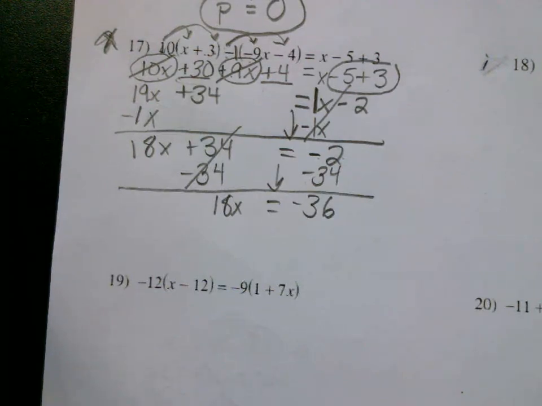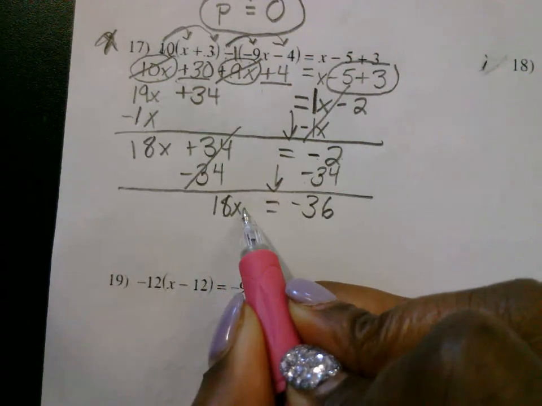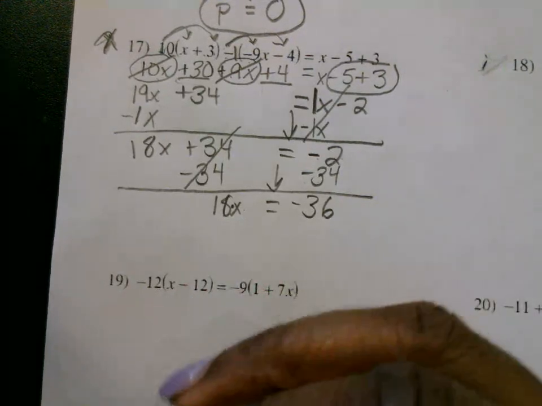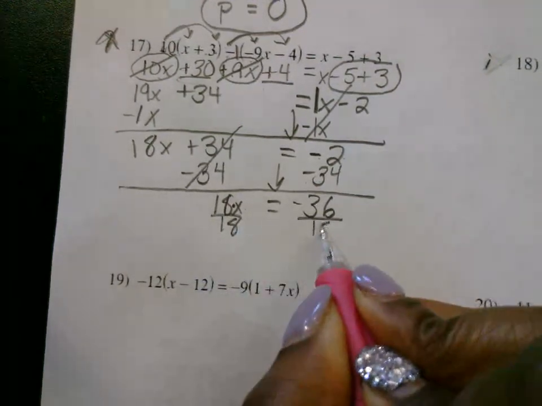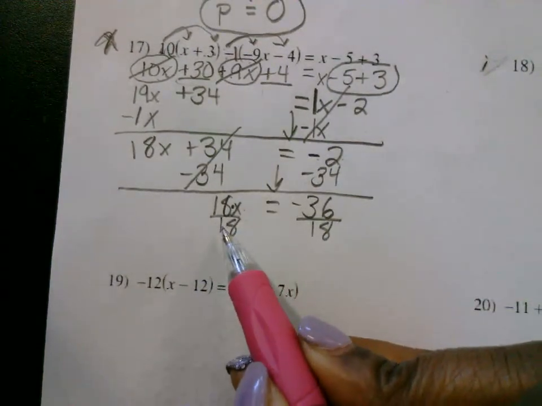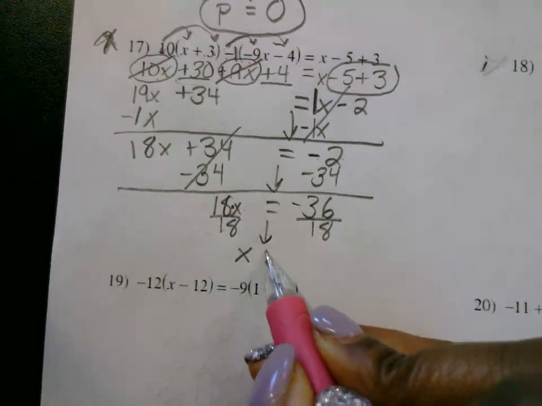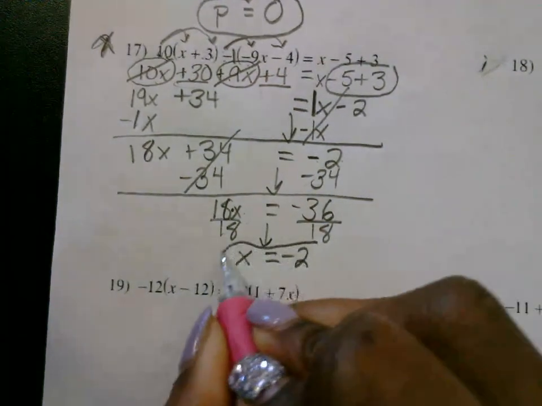Now what are we going to do to get x by itself? What operation is between 18 and x? Multiplication. What's the opposite of multiplication? Division. So you're going to divide both sides by 18. How many times will 18 go into 18? Once. So we got 1x or just x. What is negative 36 divided by 18? Negative 2. Good job.